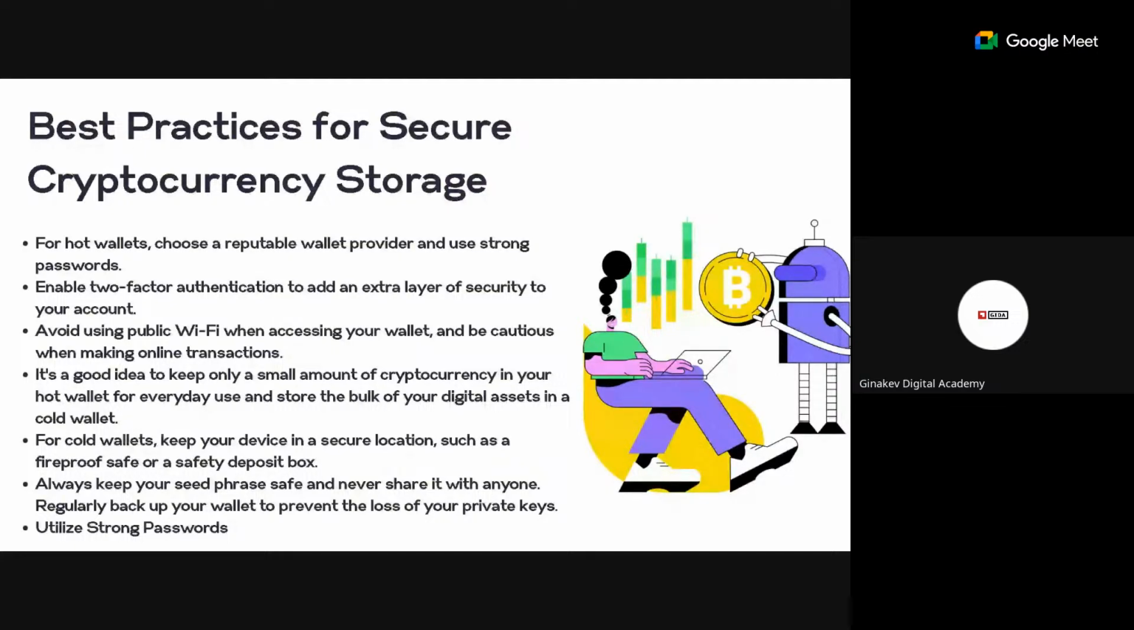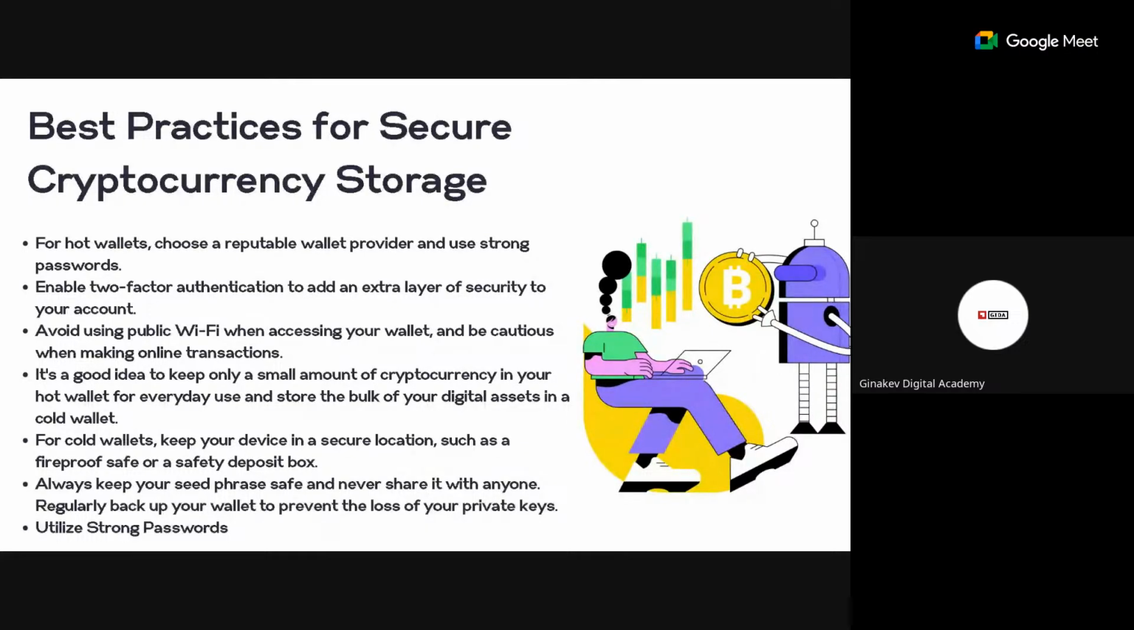Okay? So now, the next one is that it's a good idea to keep only a small amount of cryptocurrency in your hot wallet for everyday use and store the bulk of your digital assets in a cold wallet. For some of you who are very skilled in cybersecurity, when you ask a cybersecurity expert what is one of the safest ways of storing information so that it cannot be hacked, he'll tell you that anywhere you store the information, ensure that it doesn't make it to the internet. Like maybe you have the information in your phone, but the phone is connected to the internet, just know that it's no longer safe, no matter what. So let's ensure we do that.